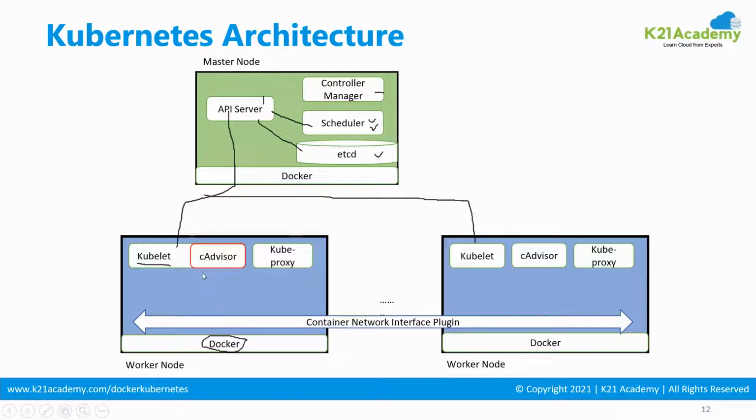So cAdvisor is another component present inside the worker node, and its job is to check the health of each and every component, such as pods inside the worker node, see their CPU utilization and RAM utilization, and inform that to the master node. So if there is a metric server installed in the master node, that information will be passed to the metric server, and hence the monitoring will be done.